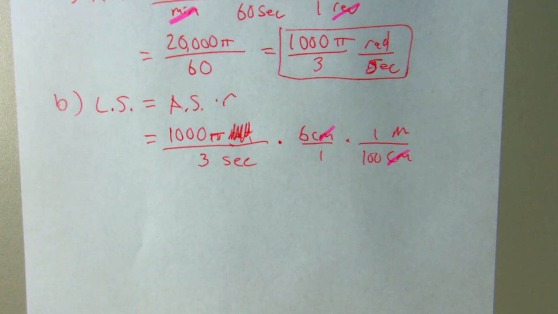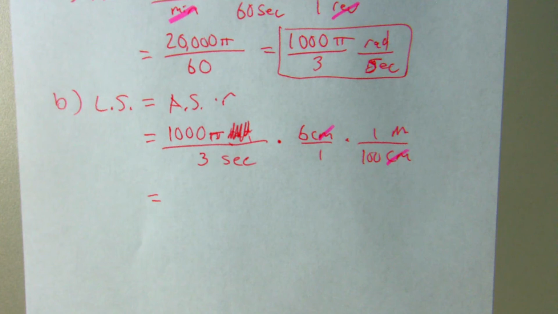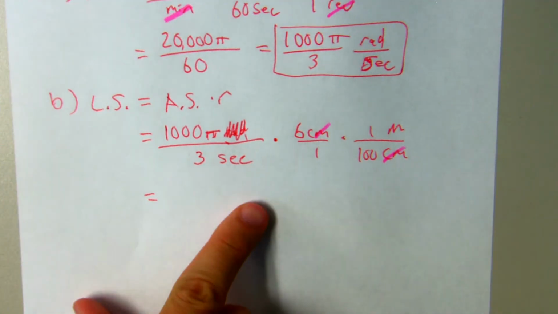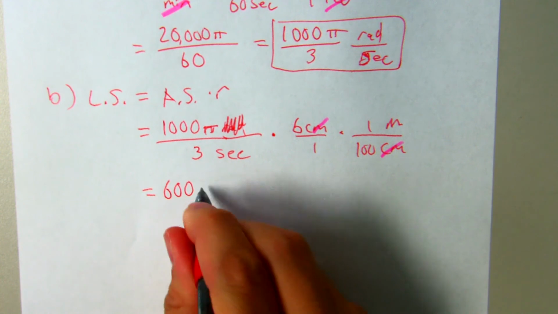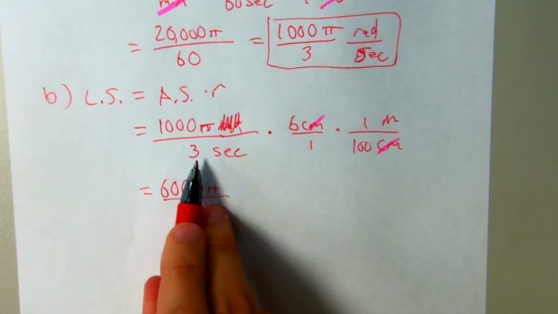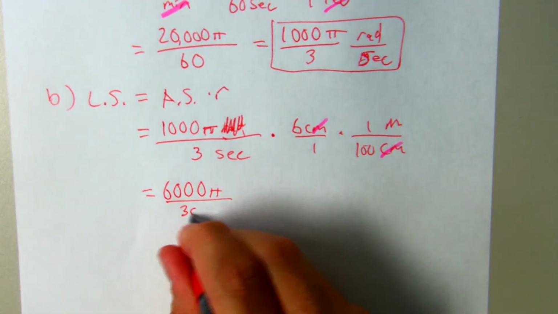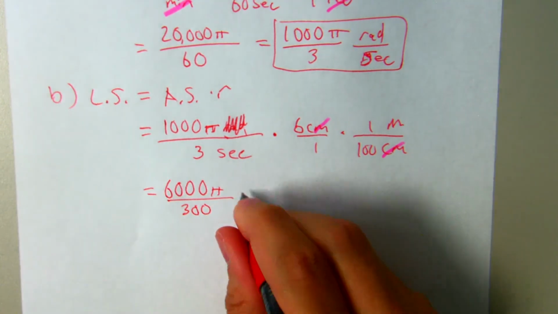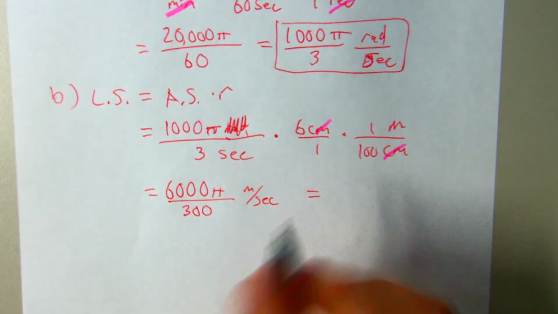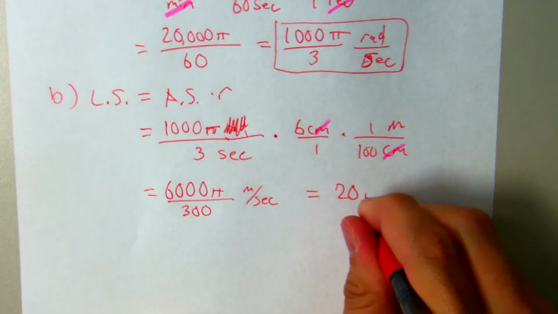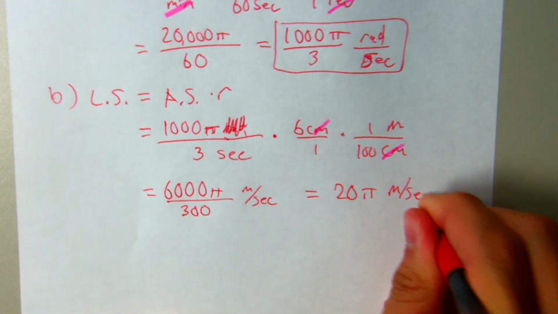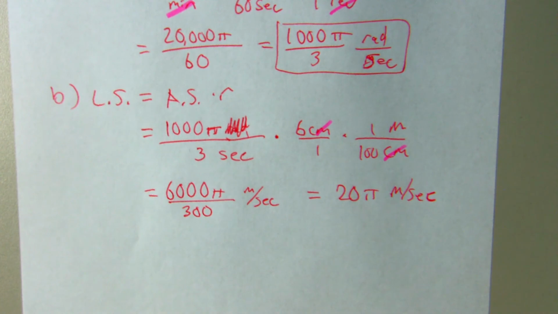Alright, so now I've got my units ready to go, so now I'm ready to multiply. Some people were saying that part A was left in terms of pi, so now assume part B is left in terms of pi. 1,000 times 6 times pi would be 6,000 pi over 3 times 1 times 100, which would be 300. And that reduces to 20 pi meters per second. And that's the great exact answer.